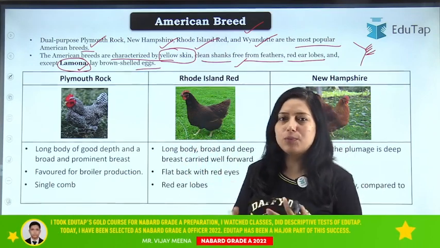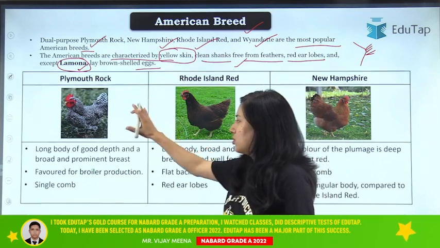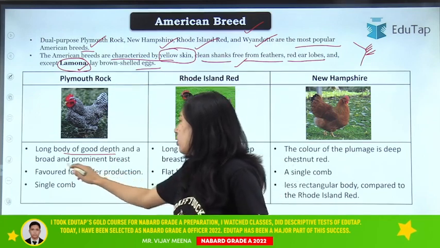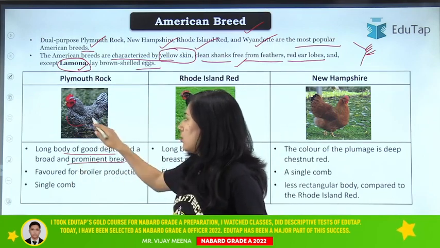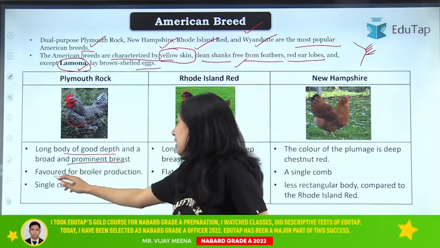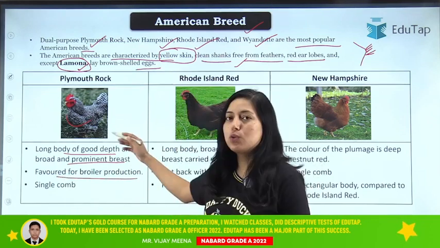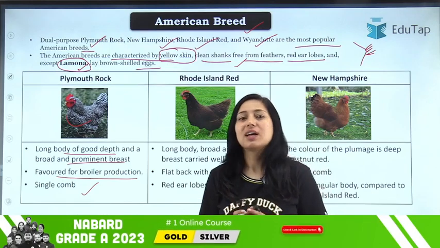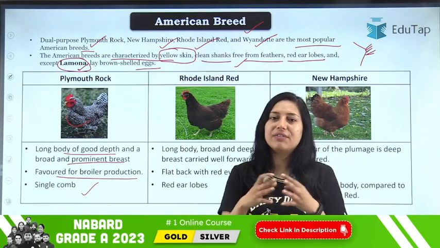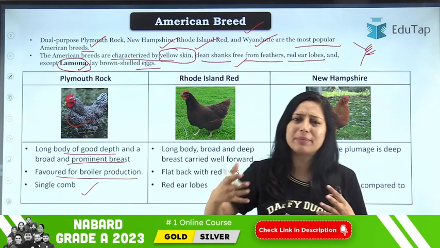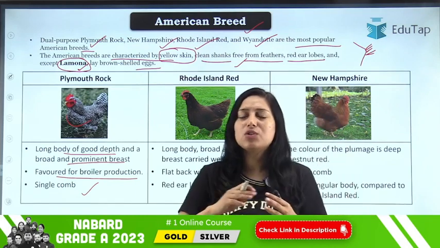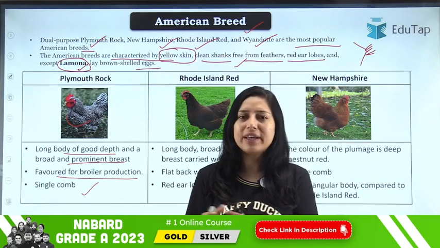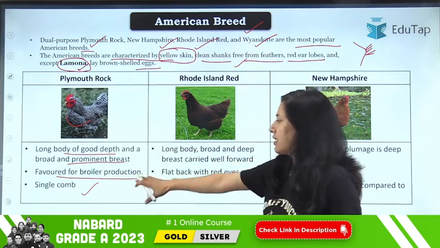Now let us discuss a few popular American breeds. First is Plymouth Rock. As you can see in the picture, they have a long body of good depth and a broad and prominent breast. They are favored for broiler production and have a single comb. Basically, poultry combs can be categorized based on their shape. There are various shapes of comb, called single comb, pea comb and so on. Here they have the single comb.